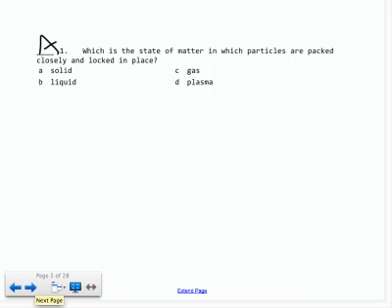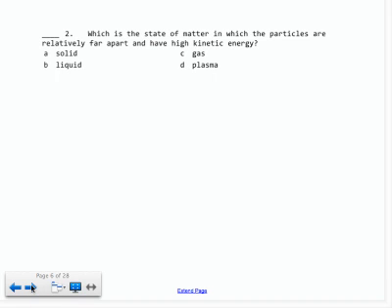Which is the state of matter in which particles are relatively far apart and have high kinetic energy? C. Gas. Solid and liquid are both closely packed and have relatively low kinetic energy. Gas has high kinetic energy, far apart, and again, plasma is not something we've discussed.